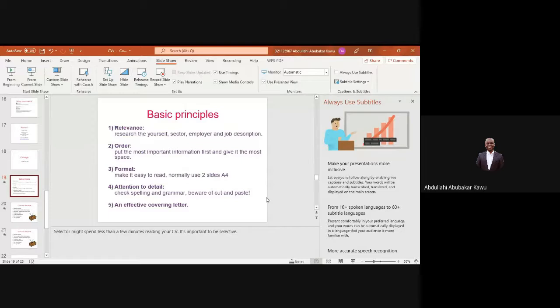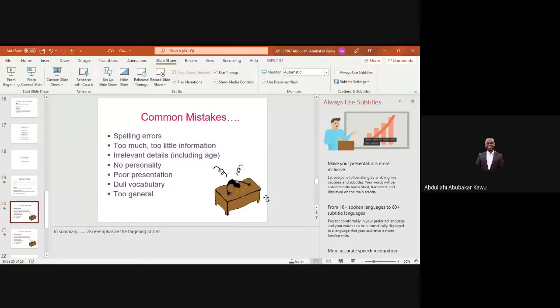Looking at format, we have looked particularly at personal statement and personal details, and we have looked at Dr. Lumuyiwa's, so you can see what that entails. But what are the common mistakes? Spelling errors. Please avoid them as much as possible. Too much or too little information, we have talked about that. Irrelevant details: age, marital status, number of children. I beg, avoid it. No personality, poor presentation, and of course dull vocabulary.